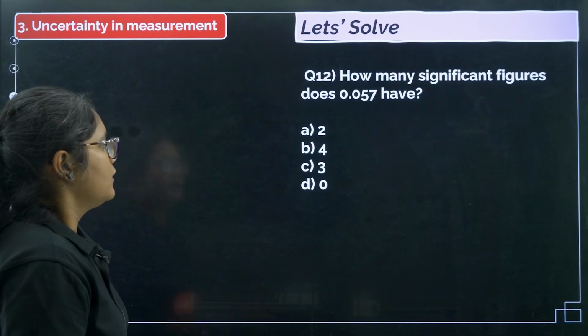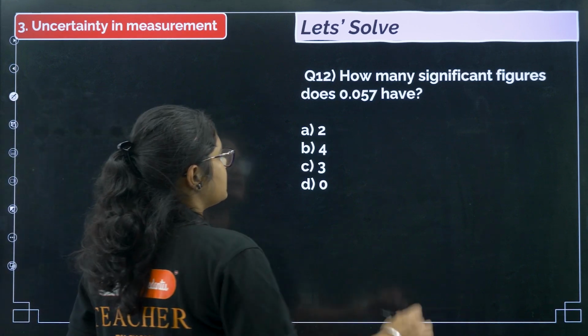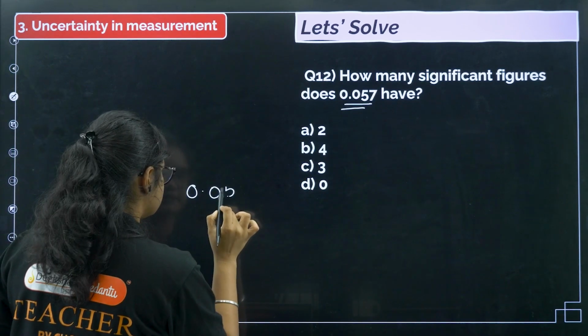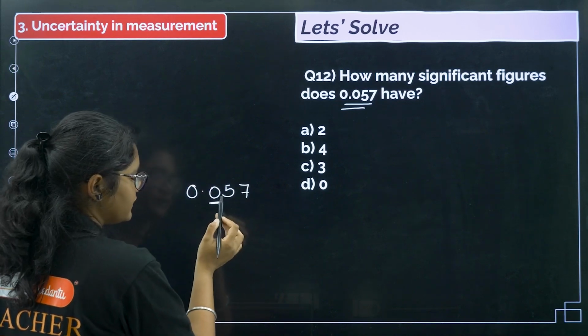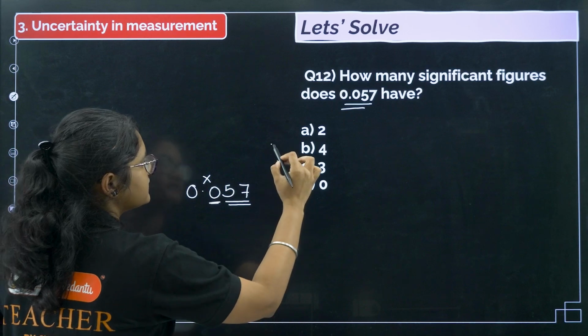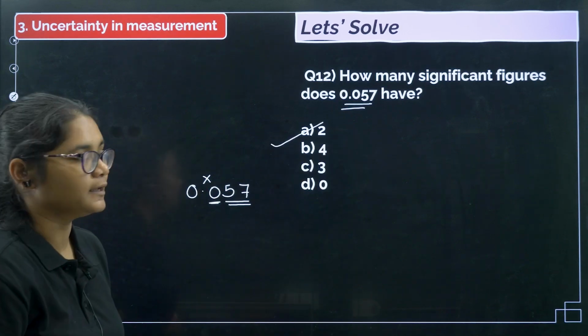Next, how many significant figures does this particular number have? So we have this rule, 0.057. This 0 is after the decimal, so it will not be counted. So we will have only 2 significant figures, option number A here.